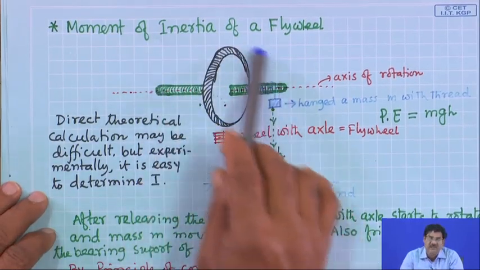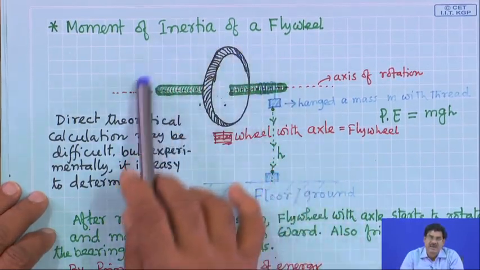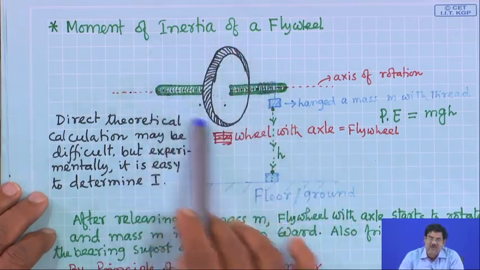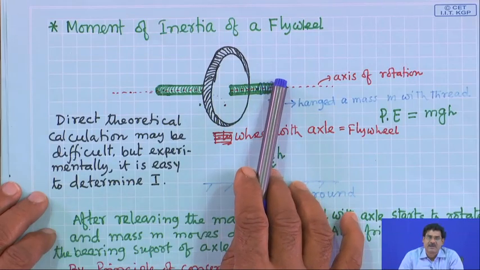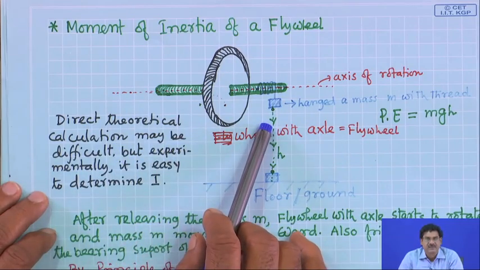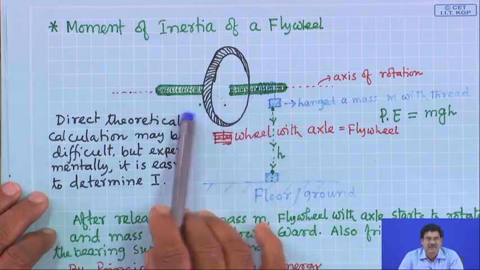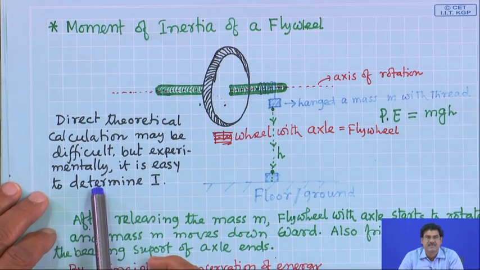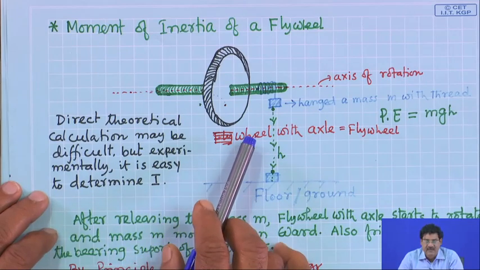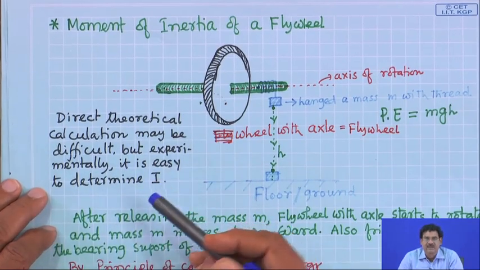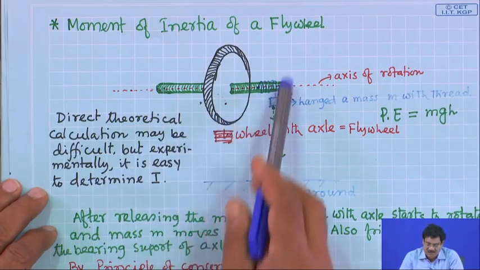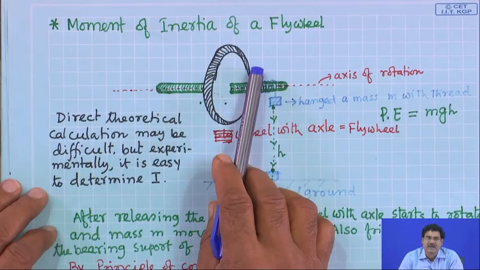So this, the wheel with axle, is the flywheel. We want to determine the moment of inertia of this flywheel. Theoretically, a direct calculation may be difficult, but experimentally it is very easy to determine the moment of inertia. So here I will discuss how to find out the moment of inertia of this kind of flywheel.